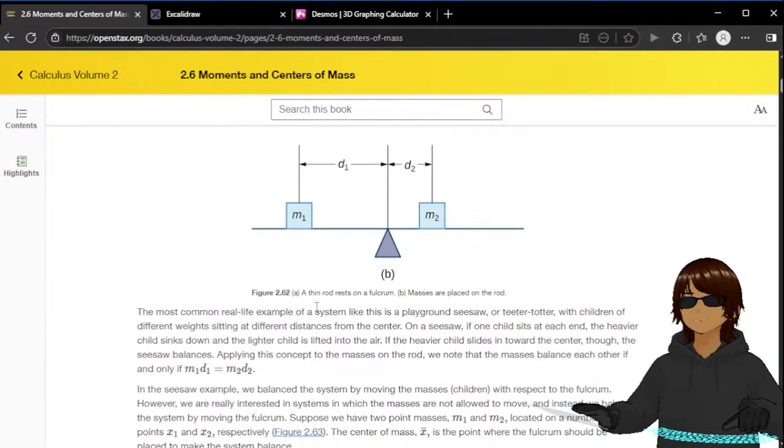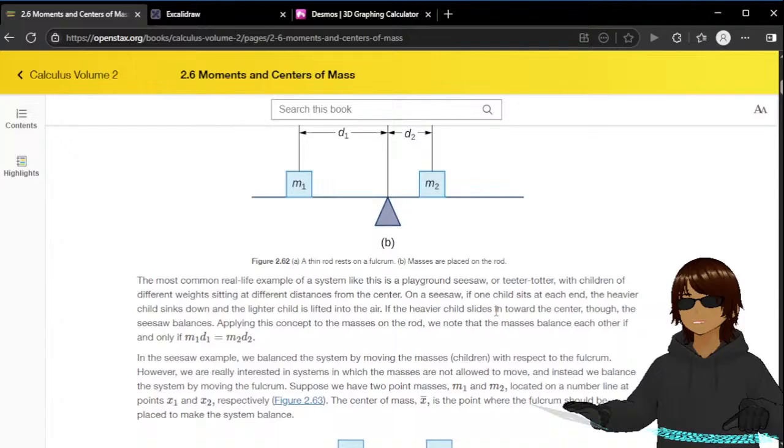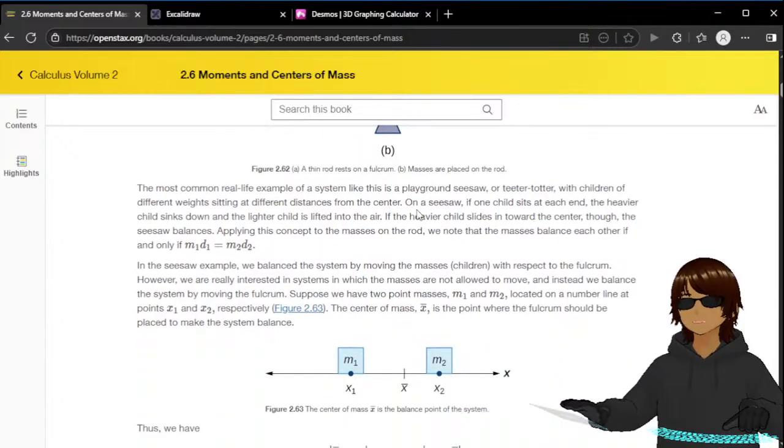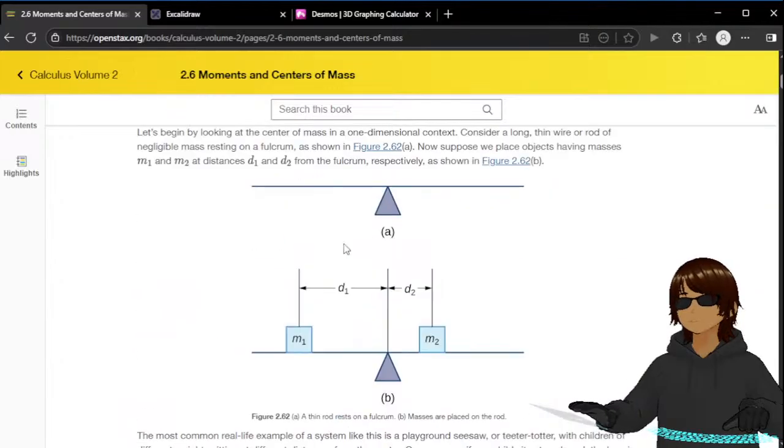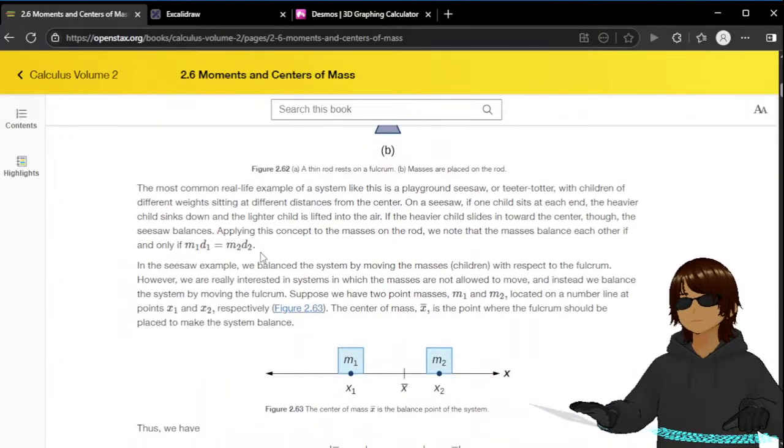The most common real-life example of a system like this is a playground seesaw. On a seesaw, one child sits at each end, the heavier child sinks down, and the lighter child is lifted into the air. If the heavier child slides in towards the center, though, the seesaw balances. Applying this concept to the masses on the rod, we know that the masses balance each other if and only if m1 d1 is equal to m2 d2.